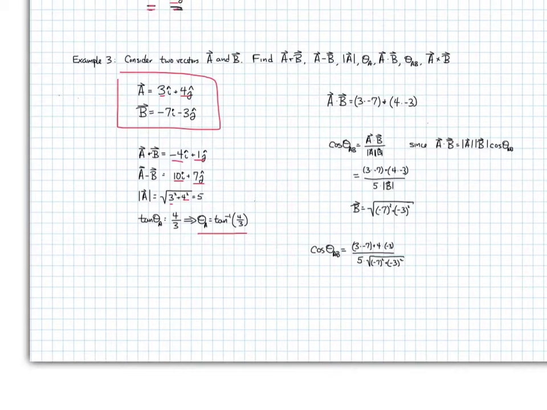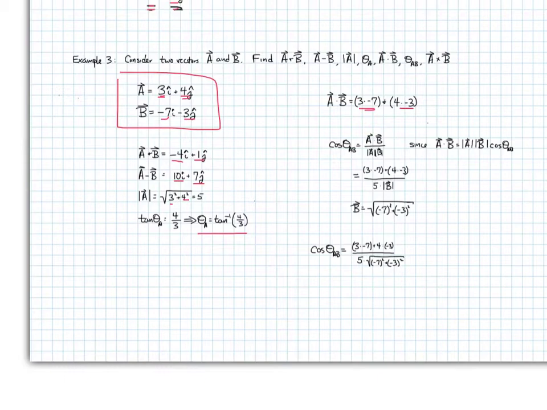Okay. How about A dot B? Well, A dot B, remember, gives us a scalar number. Notice there are no i's and j's left, it's just a number. So we take the i components and we multiply them, and we add the product of the j components. So in this case it's 3 times minus 7, the product of the i components, plus 4 times minus 3, and that's the dot product. Really nice.